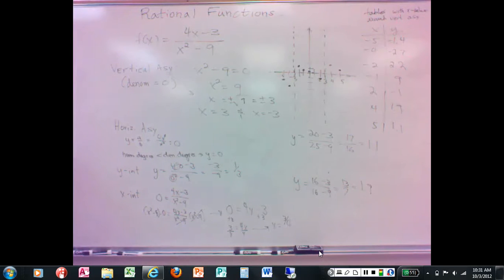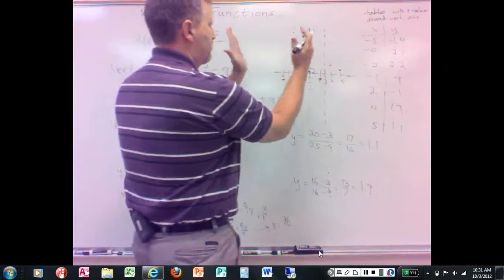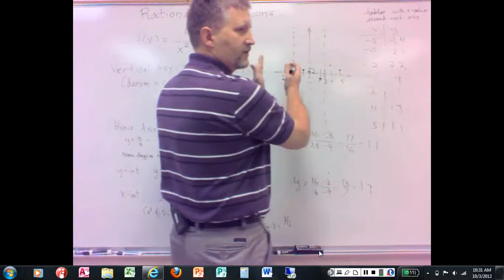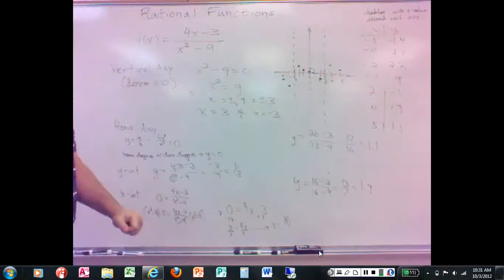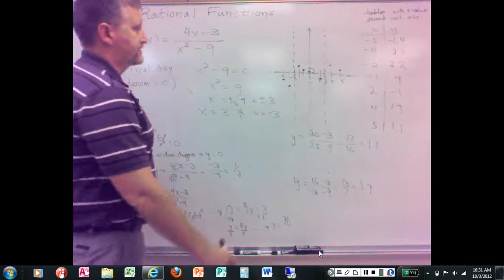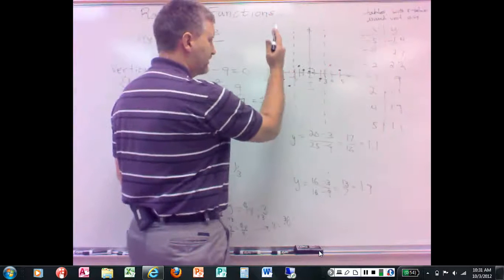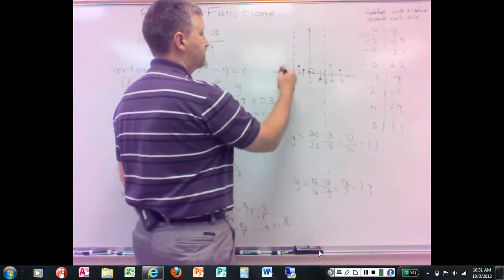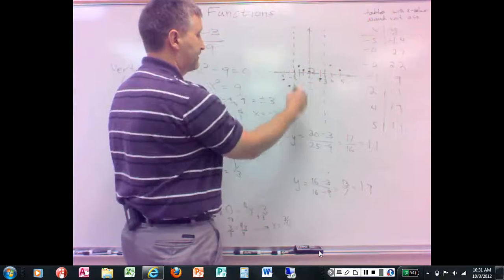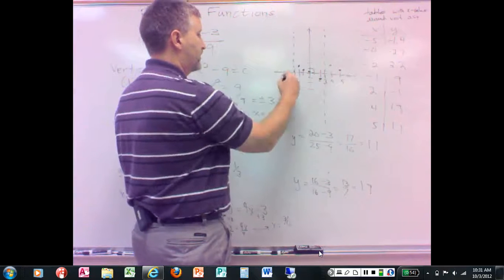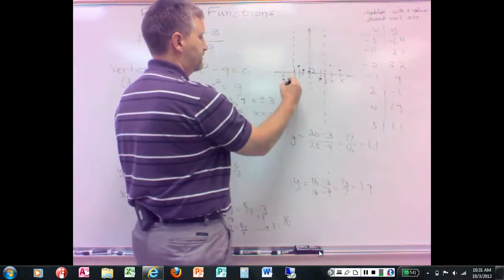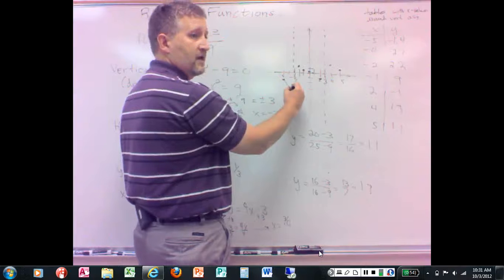Since I have 2 vertical asymptotes, I've got 3 parts to this graph, because the vertical asymptotes break the graph up. Always will. At each vertical asymptote, it either goes down on the left or up on the left, and down on the right or up on the right. What does it do on the left of the -3 vertical asymptote? Well, it looks like it's headed downward, doesn't it?